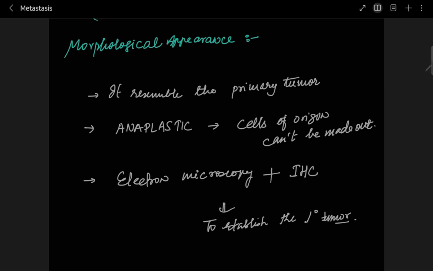So these are the morphological appearances. It resembles the primary tumor, and anaplasia will be there. Anaplastic means the cells of origin can't be made out, because they are rapidly proliferating and multiplying. So it is very difficult to find where they originated, what the source of their origin is. So we use electron microscopy and immunohistochemistry to establish the link with the primary tumor, what the main source was, because they have already metastasized to the other place, right.